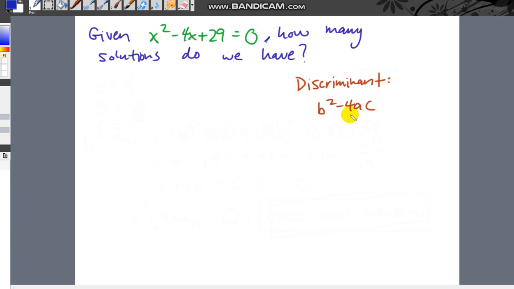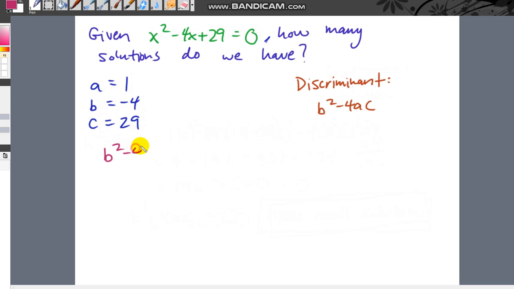So the discriminant, again, we're going to use this: b squared minus 4ac. What we do is identify a, b, and c. So I see a is 1, b is negative 4, c is 29. Next, we can go ahead and calculate b squared minus 4ac.